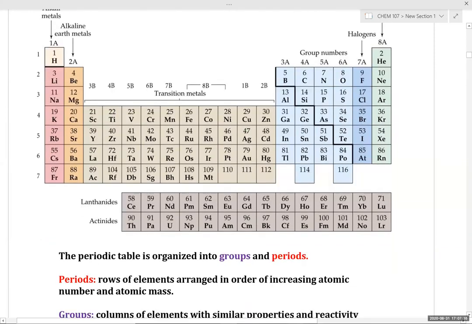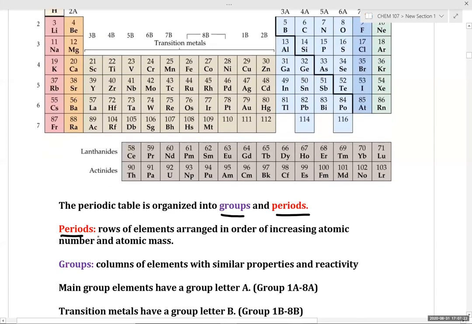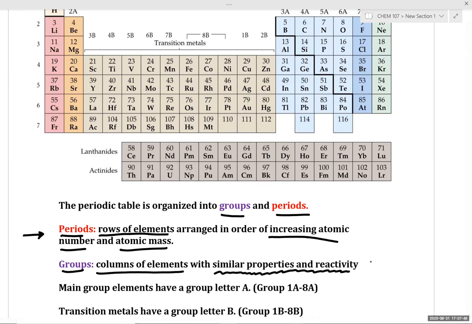The periodic table is organized into groups and periods, okay? A period is a row of elements arranged in order of increasing atomic number and atomic mass. So periods are horizontal, they are rows. Groups are columns of elements with similar properties and reactivity. The periodic table is organized based on element properties and reactivity. Elements of the same group have the same or very similar properties and reactivity.